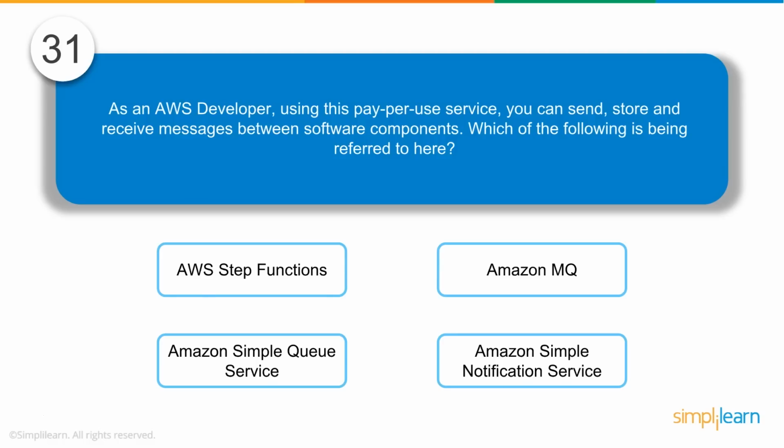As a developer, using this pay-per-use service, so the service that we are looking for is a pay-per-use service, you can send, store, and retrieve messages between two software components, kind of like a queue there. So what would be the right answer? It would be Amazon Simple Queue Service. Now, Amazon Simple Queue Service is the one that's used to decouple the environment. It breaks the tight coupling and introduces decoupling in that environment by inserting a queue between two software components.